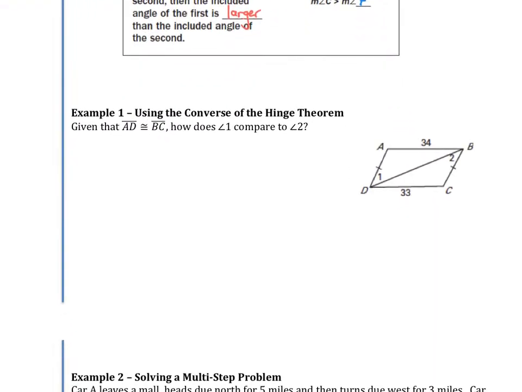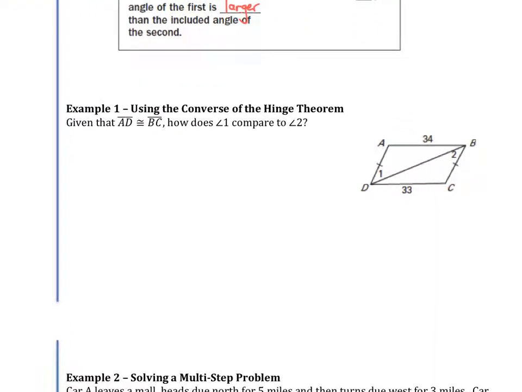So if you look at example 1, it says, using the converse of the hinge theorem, given that AD is congruent to BC, how does angle 1 compare to angle 2? So what they want to know is, what's bigger, angle 1, angle 2, are they the same? What do we know? These two triangles share a side, so that side is the same in both.